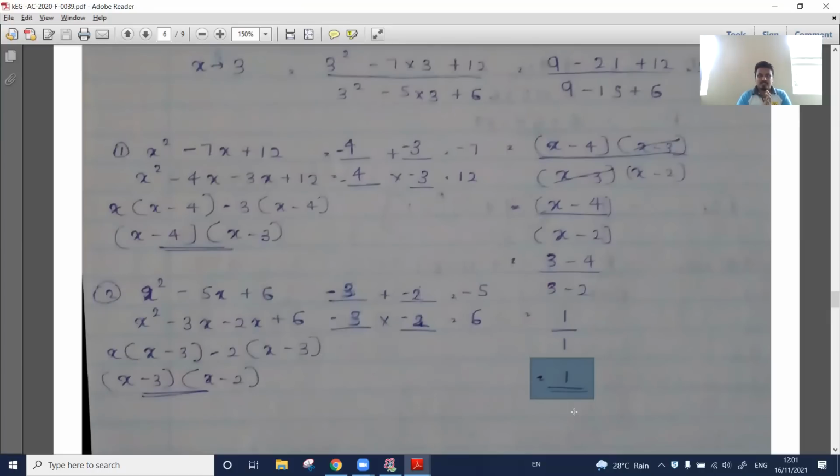Well. So don't let these mistakes happen. These are very minor mistakes, but they affect your final answer. Your final answer is wrong.